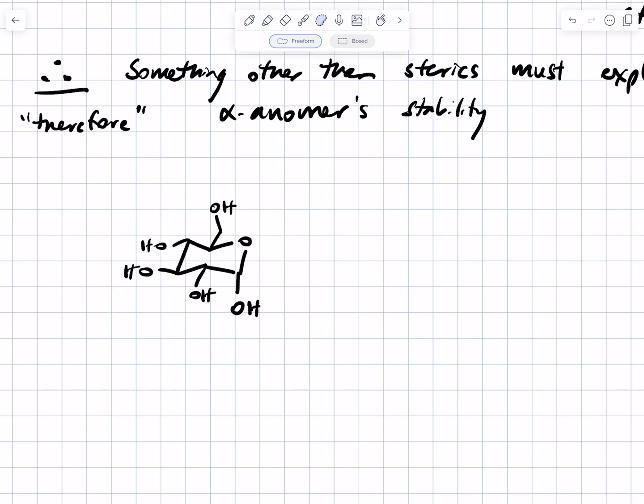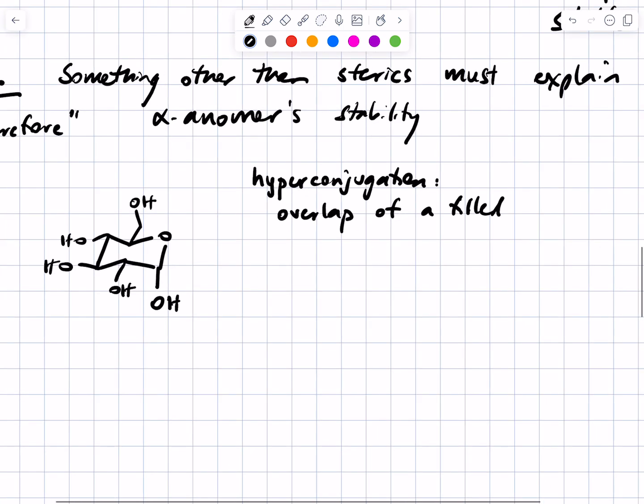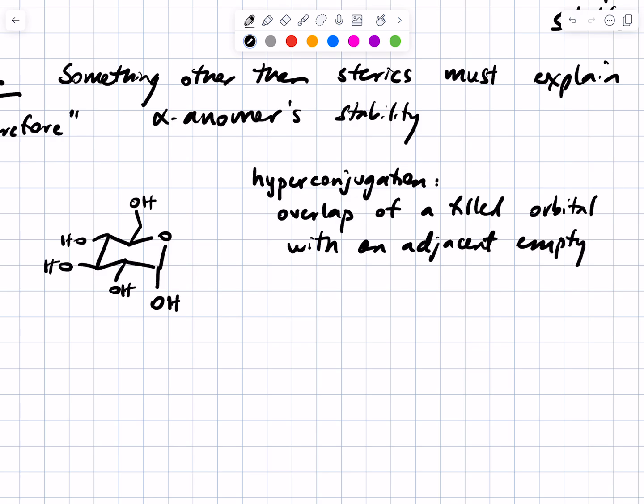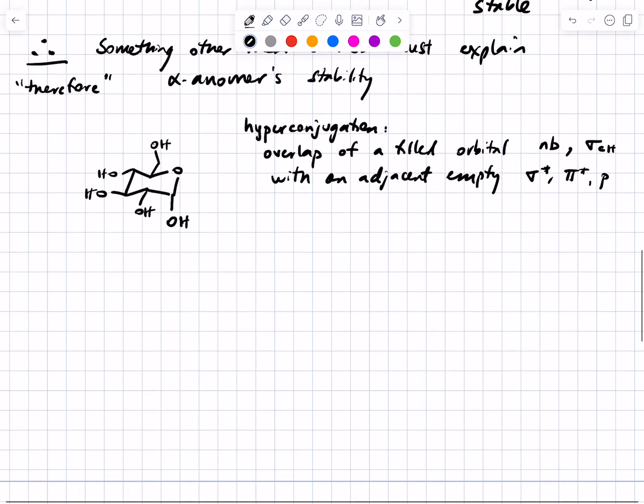And my students in the past have joked, if you don't know the answer and you guess hyperconjugation, it's often correct. So recall that hyperconjugation means in the same molecule, overlap of a filled orbital with an adjacent empty orbital. The filled orbital can be a non-bonding lone pair, it can be a sigma bonding orbital, say a carbon-hydrogen sigma bonding orbital. The empty orbital could be a sigma star, it could be a pi star, it could be an empty p orbital. We've seen some of these things before.